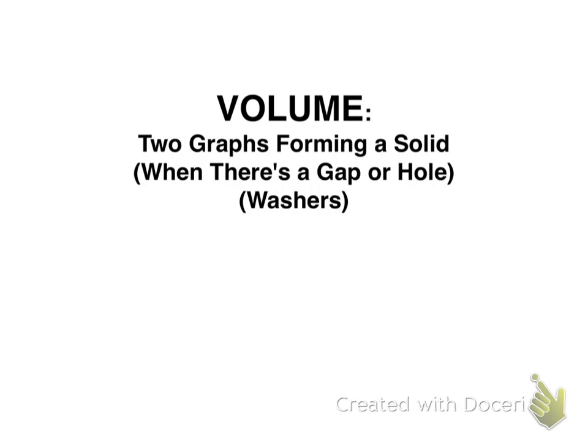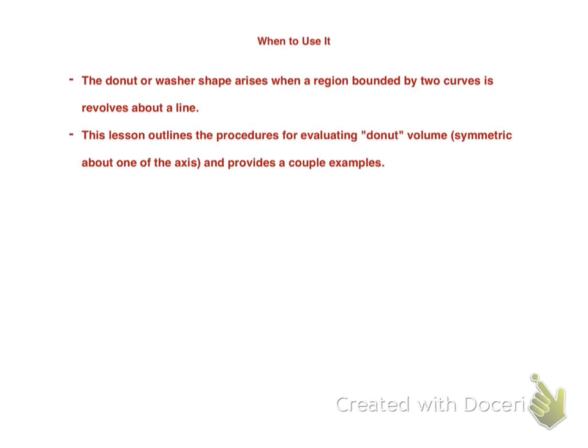Okay, so this is a new section of volume, and in this lesson we're talking about two graphs forming a solid. In other words, when there's a gap or a hole, oftentimes this is called the washer's technique. So basically, the donut or washer shape that I'm talking about arises when a region bounded by two curves is revolved about a line. And so you actually don't see the actual three-dimensional surfaces in a donut or a washer, but when you slice it up into small parts, you see donuts or washers.